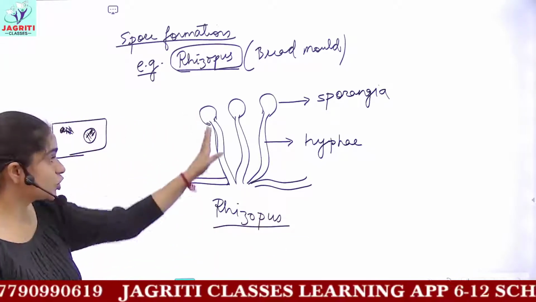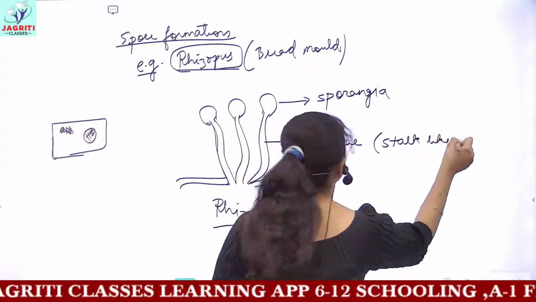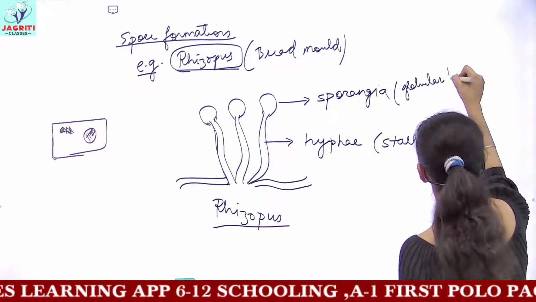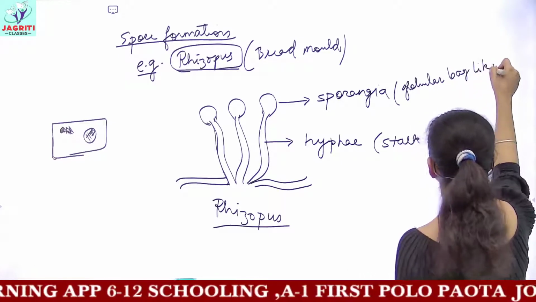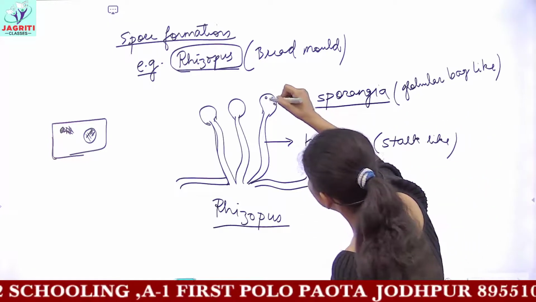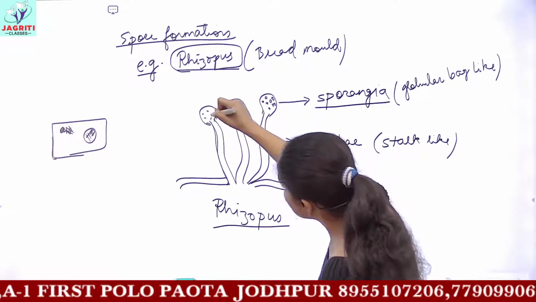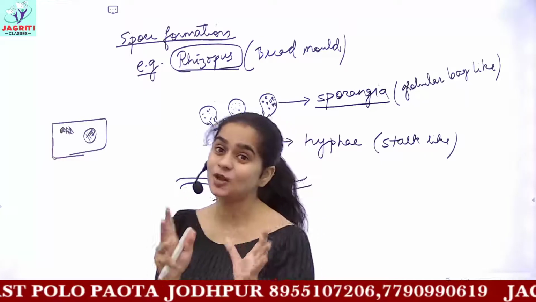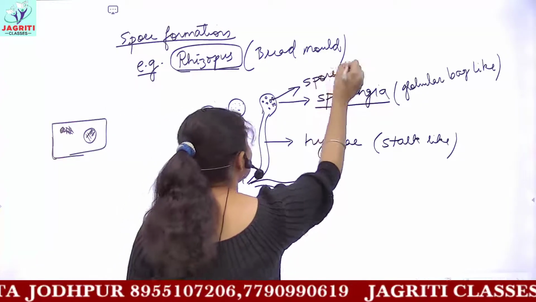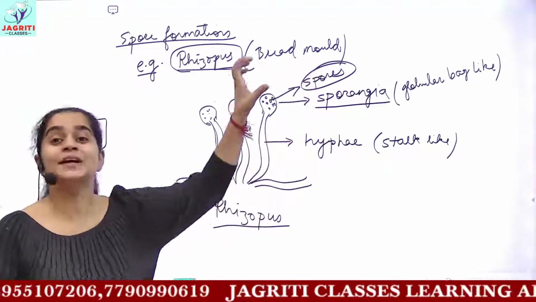This is the structure of Rhizopus, the bread mold. It has a stalk-like structure, the hyphae, and then you have a globular bag-like structure which is known as sporangia. Inside these sporangia, you have very tiny circular structures which are known as spores. So inside sporangia, you have hundreds and thousands of spores contained. So these are the tiny spores, and these spores are responsible for production of new Rhizopus, that is for reproduction.